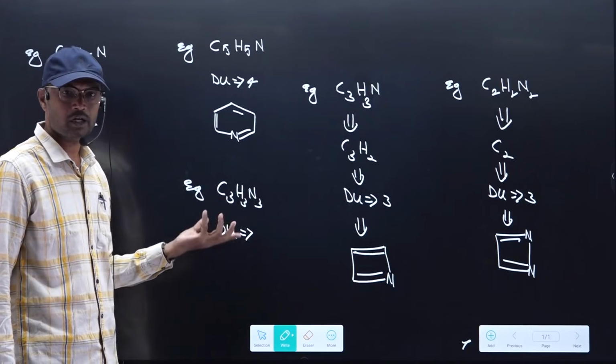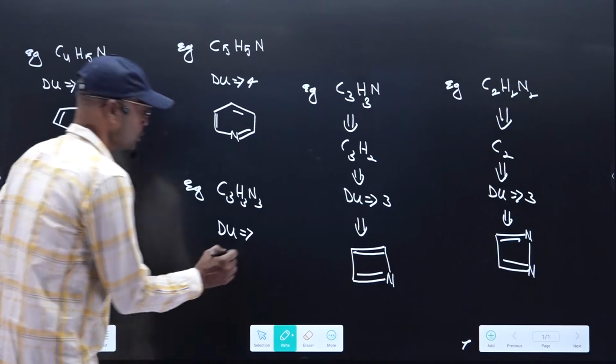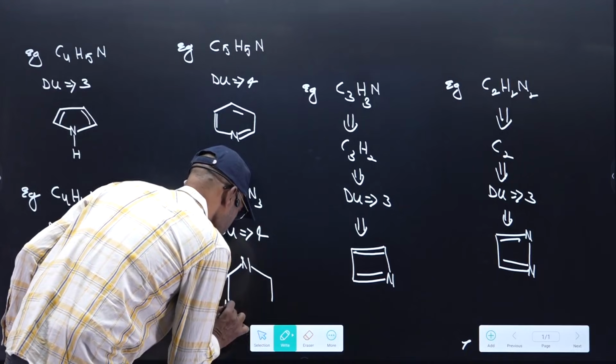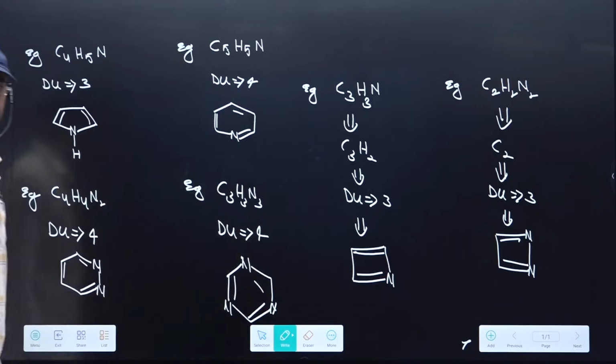If you don't know this creativity, it is impossible to determine the structure of organic molecules. So now DU is 4. Then the molecule carries 3 nitrogens like this. See, this is nitrogen, double bond, double bond, double bond. That is the answer.